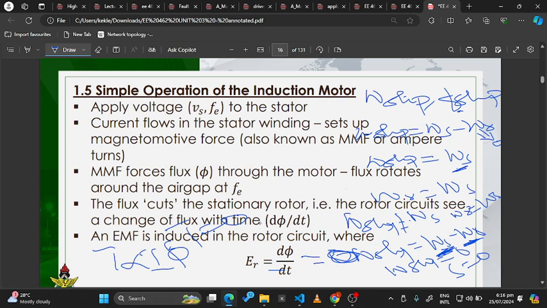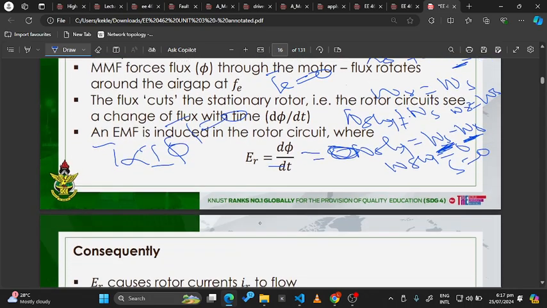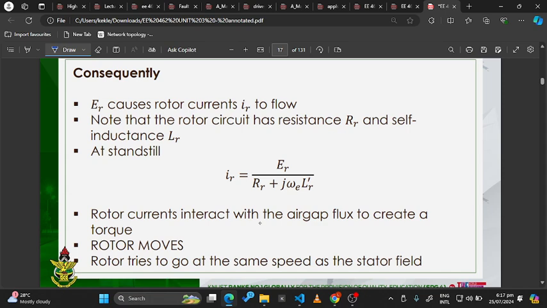So this can answer the question: why is it that induction motors are not operated at zero slip? Or why is the rotor speed not allowed to be equal to the synchronous speed? It's because if that happens, your torque will be equal to zero. The electromagnetic torque produced will be equal to zero. I hope this makes sense.